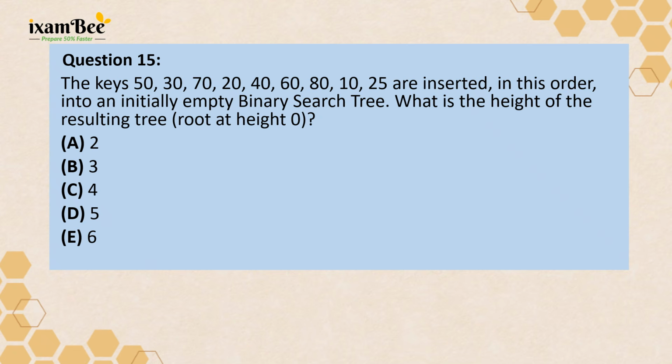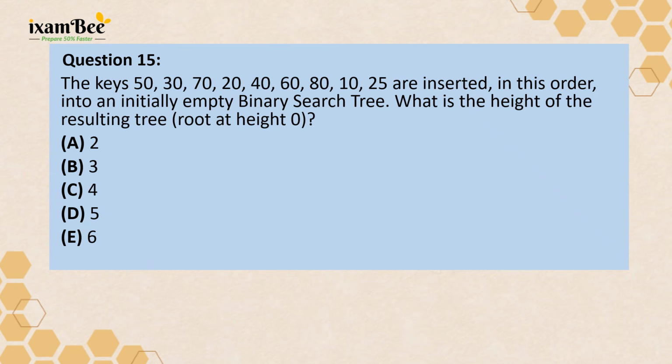Now 10 comes in, it's less than 50, less than 30, less than 20, so it becomes the left child of 20. And 25 comes in, which is less than 50, less than 30, but greater than 20, so it becomes the right child of 20.